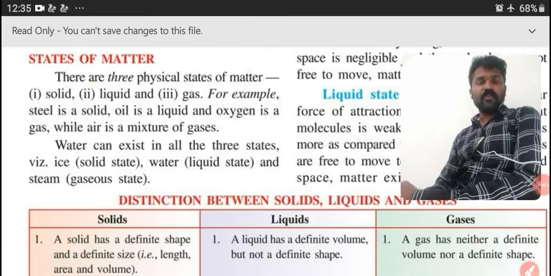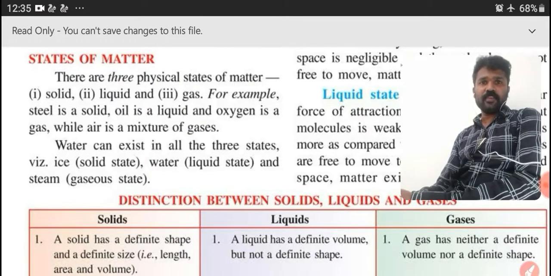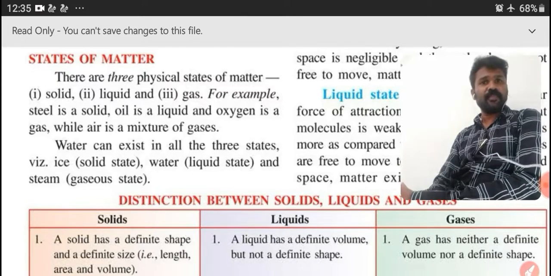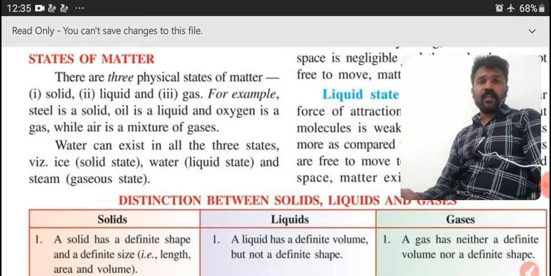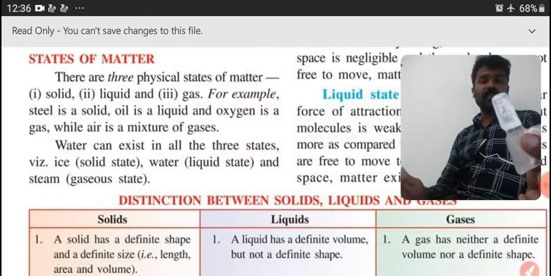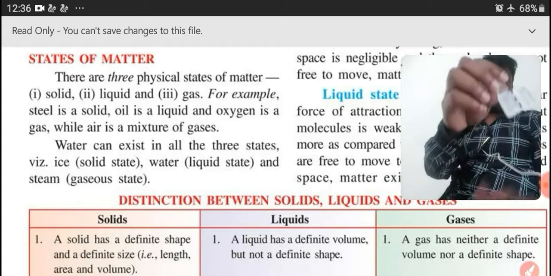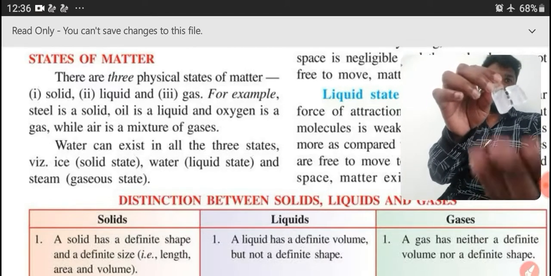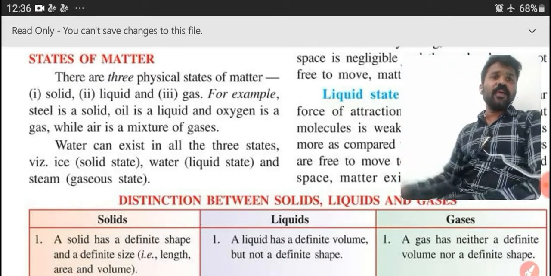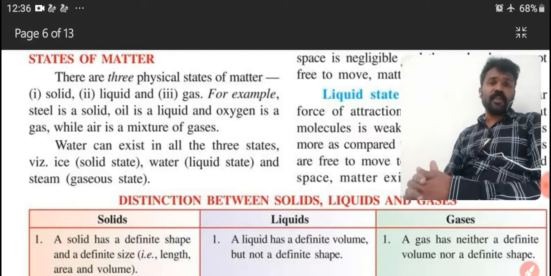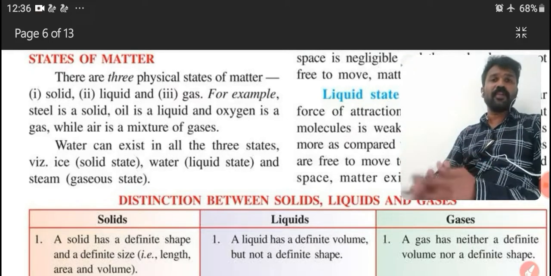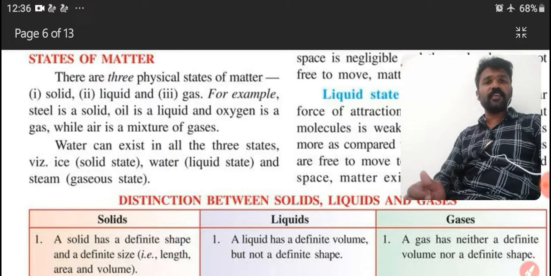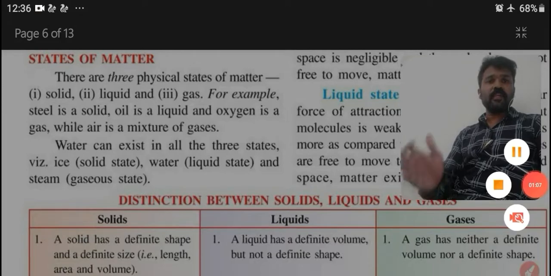Okay, students, there are too many examples too. Steel is a solid, oil is a liquid, and oxygen is a gas, while air is a mixture of gases. Okay, and water can exist in all the three states. Already we have seen ice. Ice is a form of water. While we heat ice, what will happen to it? Ice will turn as water. So water is in a liquid state. And while we heat again this particular amount of water, what will happen to it? It will change to water vapor, gaseous state. So water can exist in three states: solid, liquid, and gaseous.